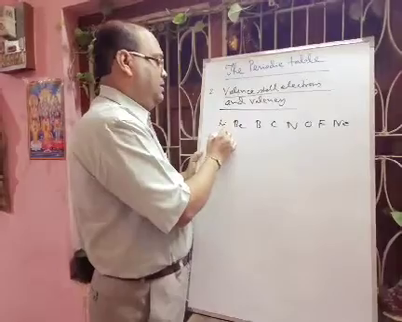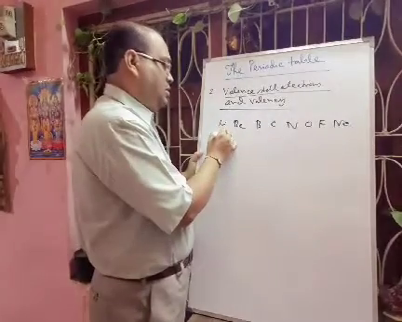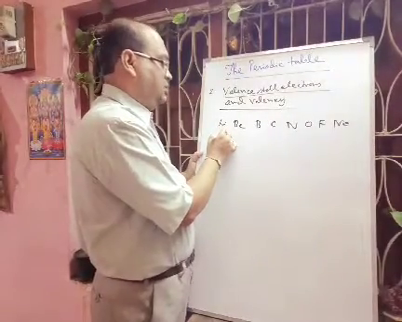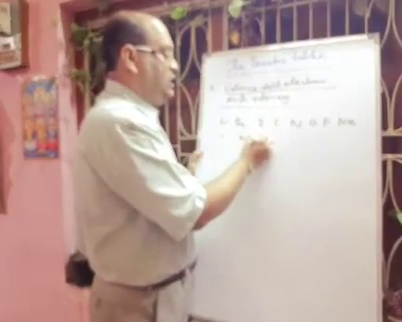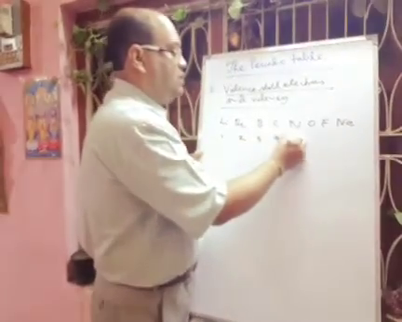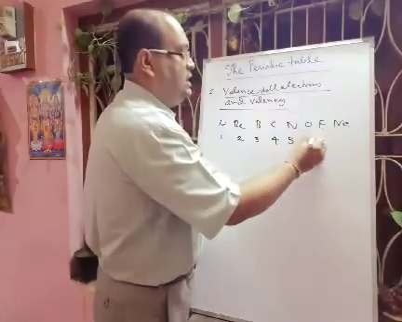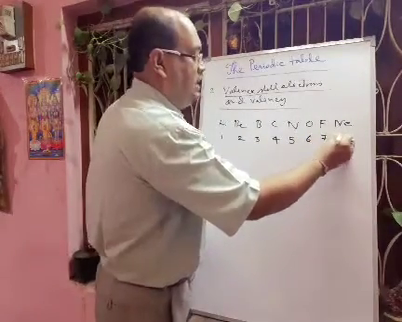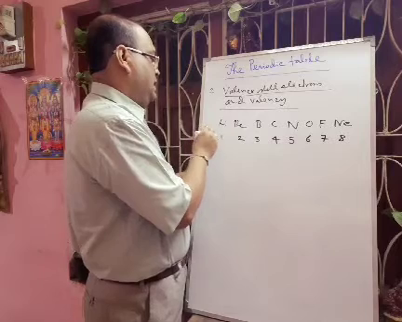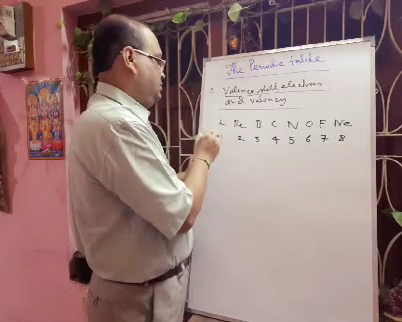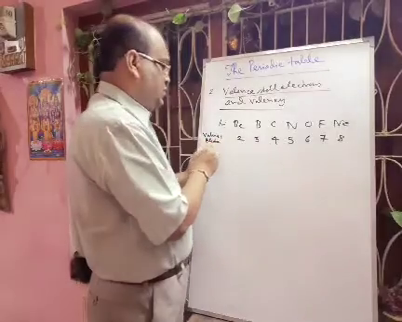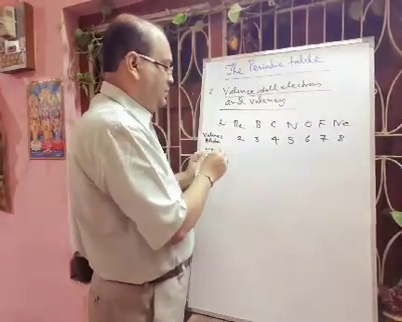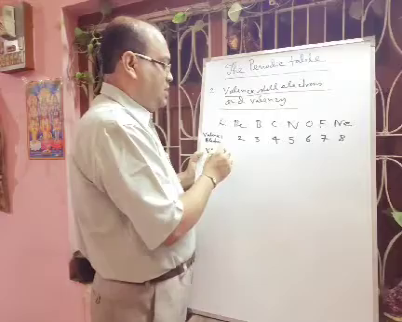Lithium will be, the number of valence electrons will be what? 1, beryllium 2, boron 3, carbon 4, nitrogen 5, oxygen 6, 7, then 8. These are the valence electrons. And next, what will be the valency? Valency will be 1, minus 1.